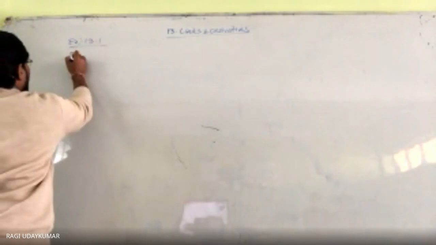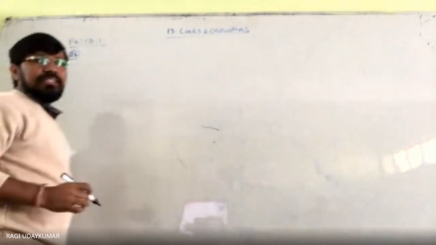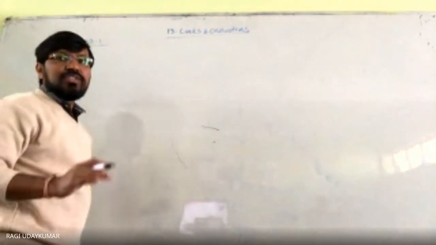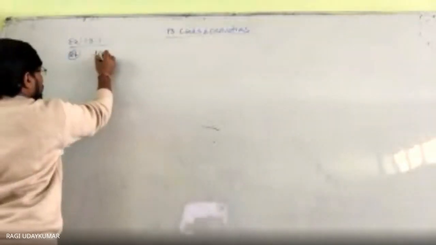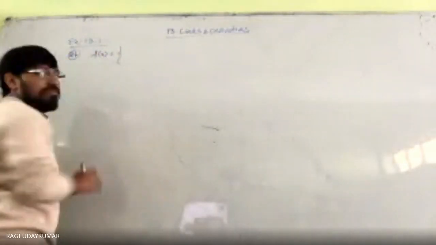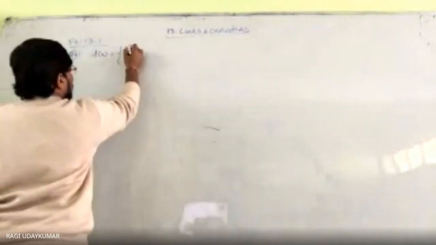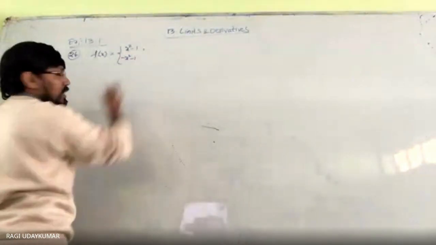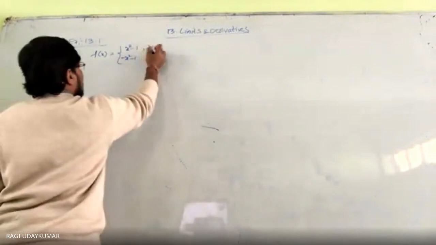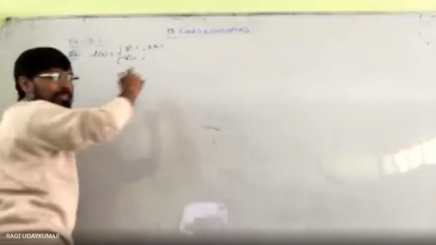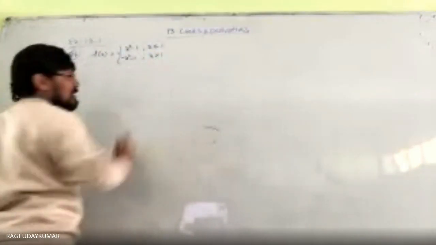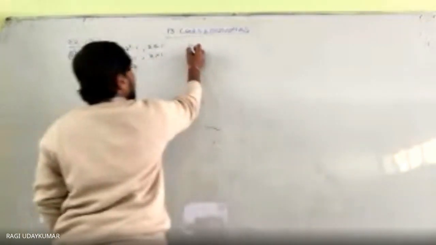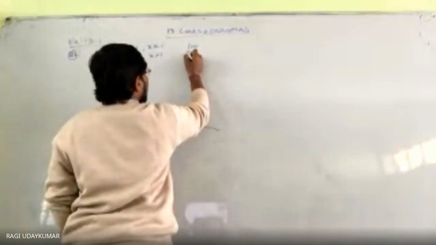Question number 24. Here it is given that you need to find out the limit as x tends to 1 for the function f of x is equals to x square minus 1 for x less than or equals to 1, and minus x square minus 1 for x greater than 1. So this is a split function. Here you need to find out the limit x tends to 1 f of x.